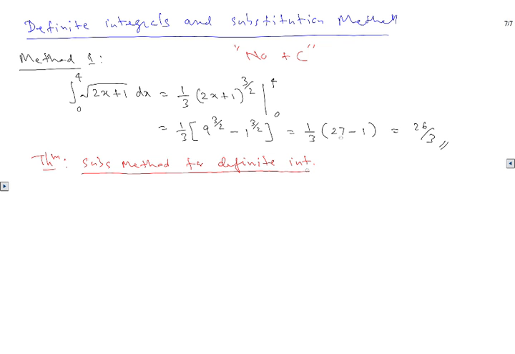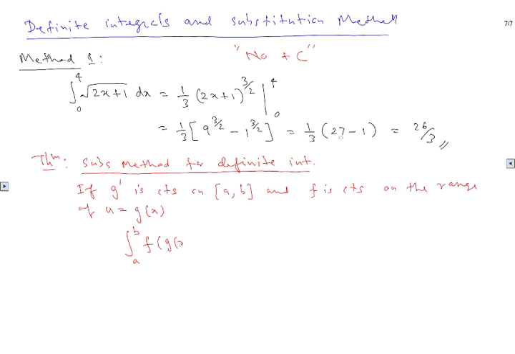So let's say, what's going to happen if g prime is continuous on [a, b] and f is continuous on the range of u equals g(x)? Then the integral from a to b of f(g(x)) times g'(x) dx is simply equal to the integral in terms of the new variable, evaluated at g(b) and g(a).